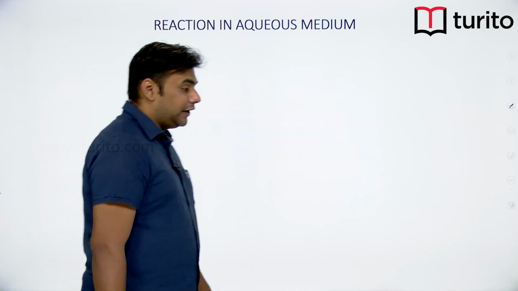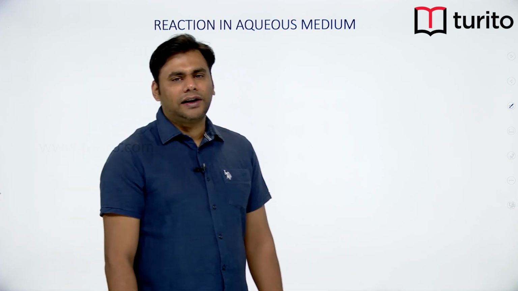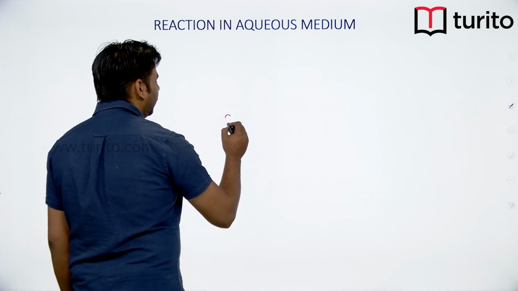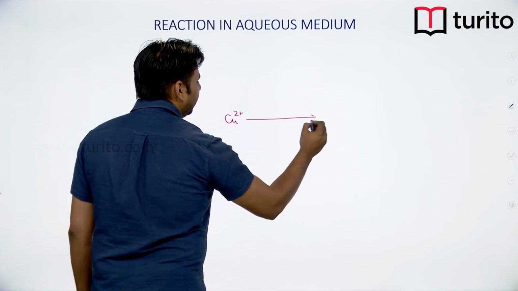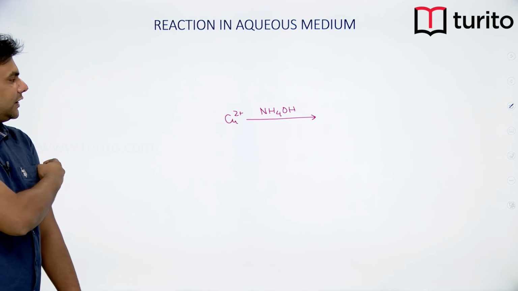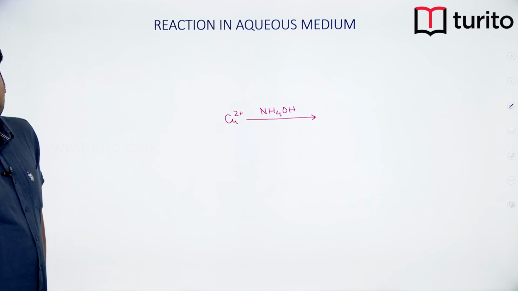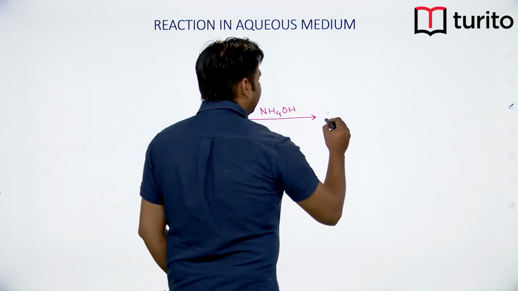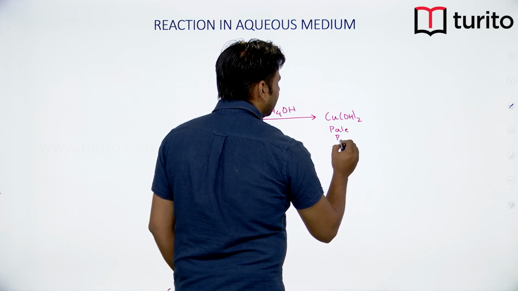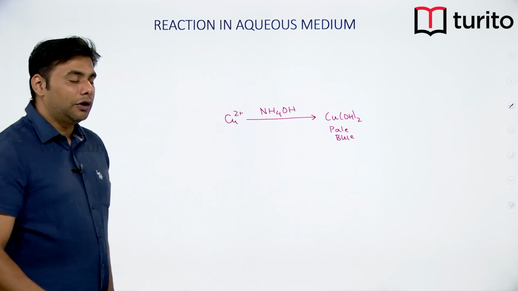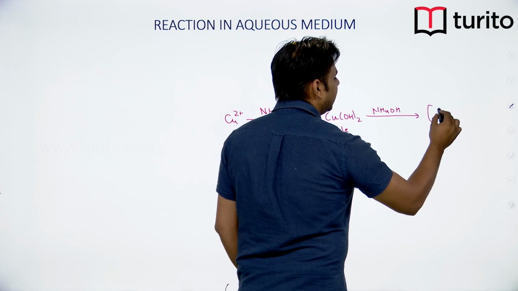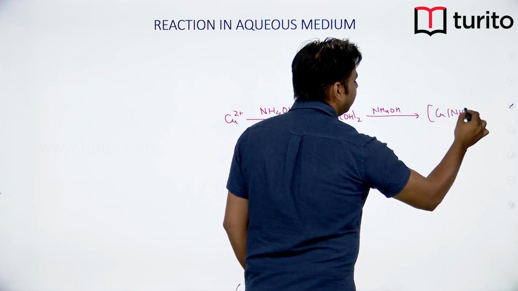The next topic is again a very important part of your qualitative analysis, that is reaction in aqueous medium. Suppose we take copper 2 plus and react it with aqueous ammonia. Aqueous ammonia means ammonium hydroxide. We know that we will form copper hydroxide first. This is a pale blue precipitate. Now if you add more ammonium hydroxide to this, the precipitate dissolves and we get Cu(NH3)4 2 plus.